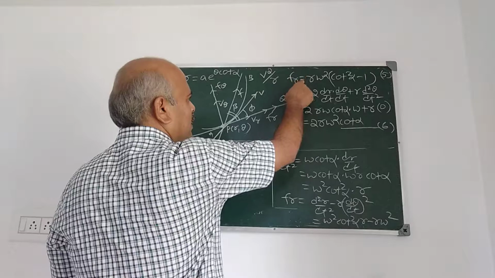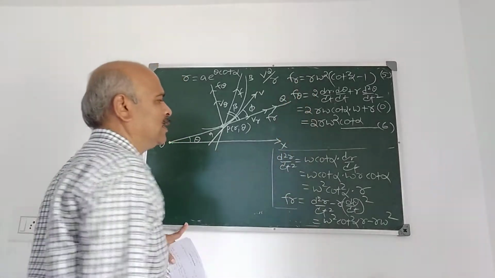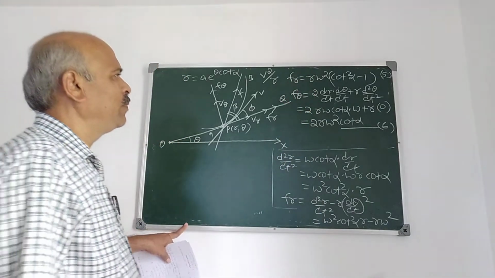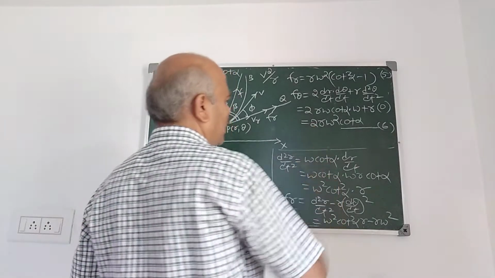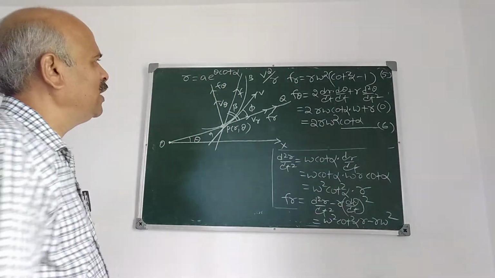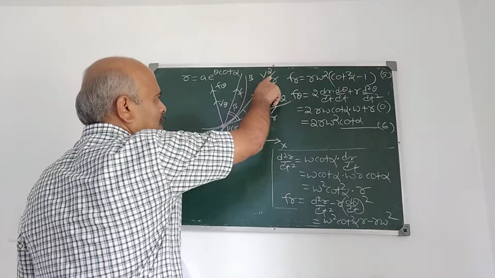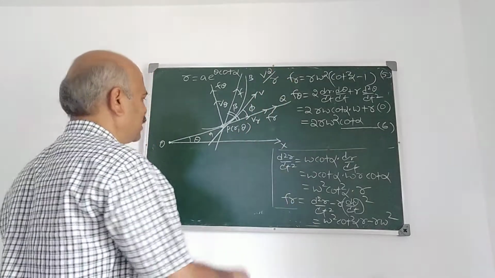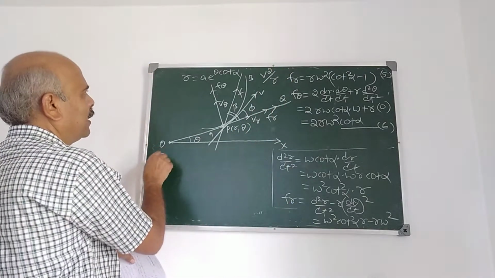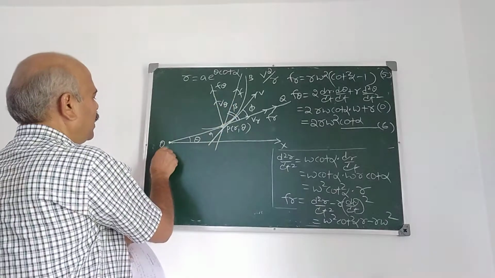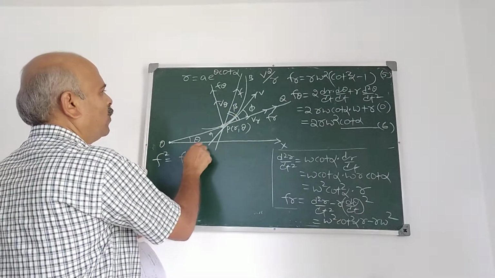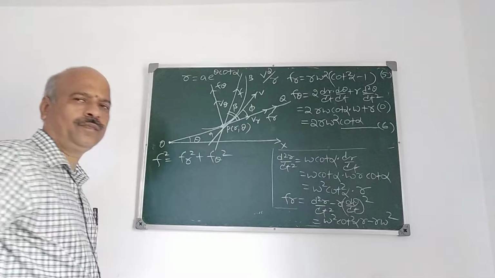This is 6. What is this? It is the transverse acceleration. The first part is to prove that the acceleration is given by v square by r. Acceleration means the magnitude of the acceleration. Say I take the acceleration to be denoted by f. F square is Fr square plus F theta square.